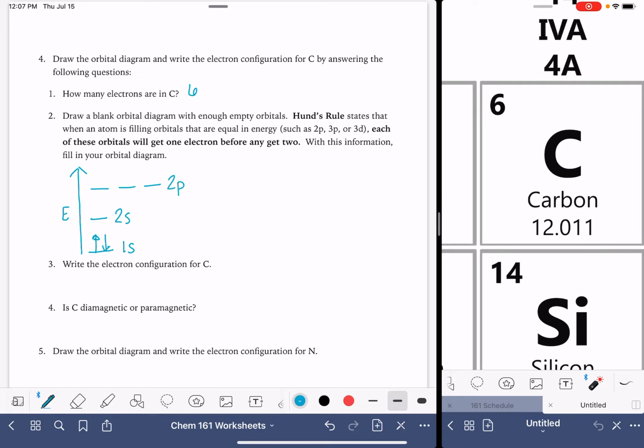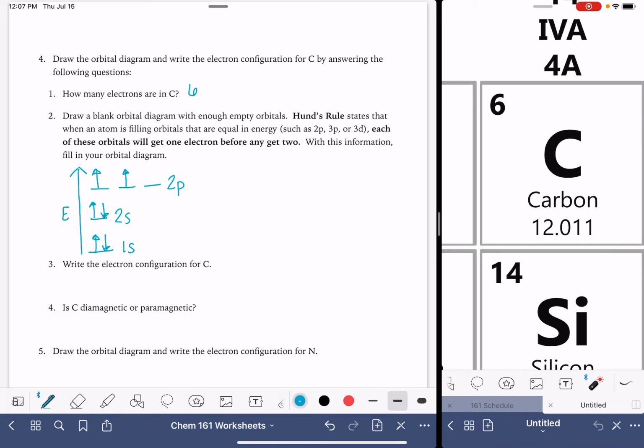1, 2, 3, 4, 5. Now, what do we do with number 6? Because we have some options here. We could put number 6 here, we could put number 6 here, or we could pair it up with this one. We do have a rule called Hund's rule that says that every orbital will get 1 electron before any get 2. So that means that when we're filling up in the 2p spot, we want to put 1 electron in each one of these 2p orbitals before we start pairing any of them up.